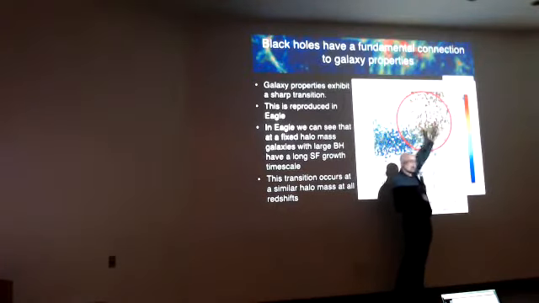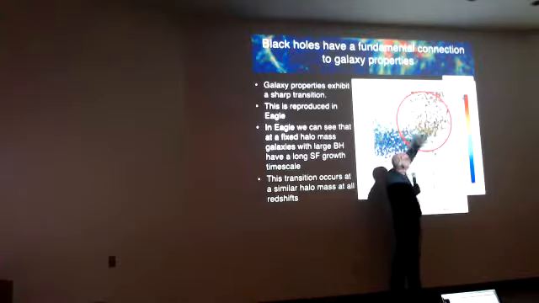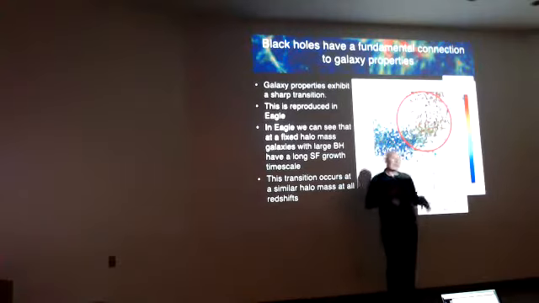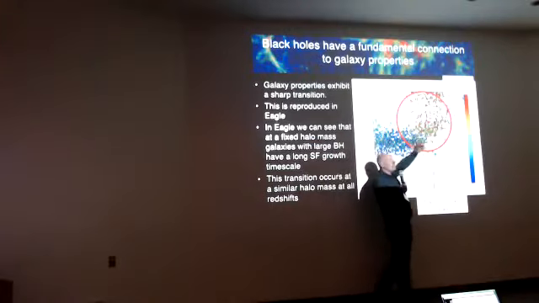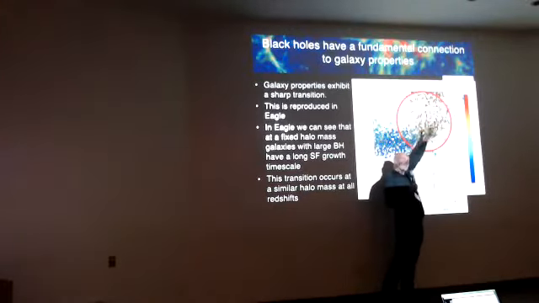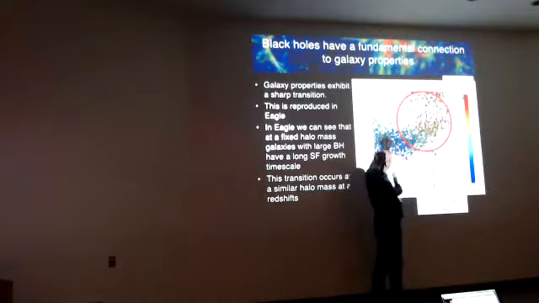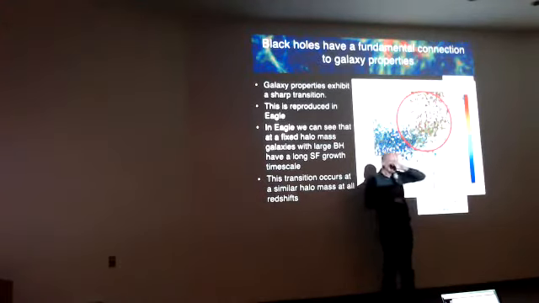This is now data at redshift 1, showing that this transition mass occurs in the data. But the points here are the same way of plotting the Eagle simulations. So each galaxy here is one sample from galaxies in the Eagle simulation.